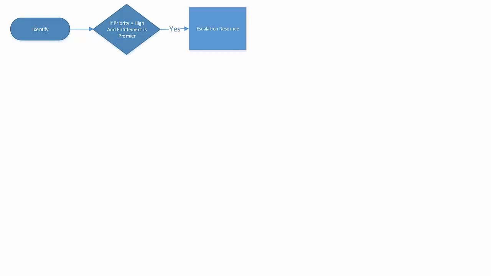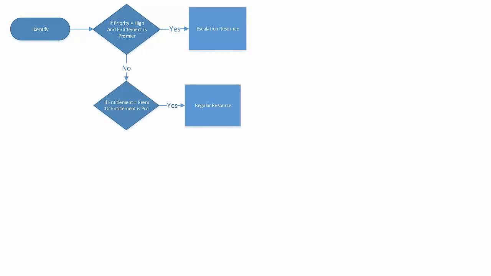First, we have to identify the entitlement of the case as well as the priority. Then, the entitlement and priority will determine how the case is handled. If the priority is high and the entitlement is premier, then that case should be routed to an escalation resource. Else, if the entitlement is premier or professional, then it should go to a regular resource. Otherwise, simply direct it to a web resource.